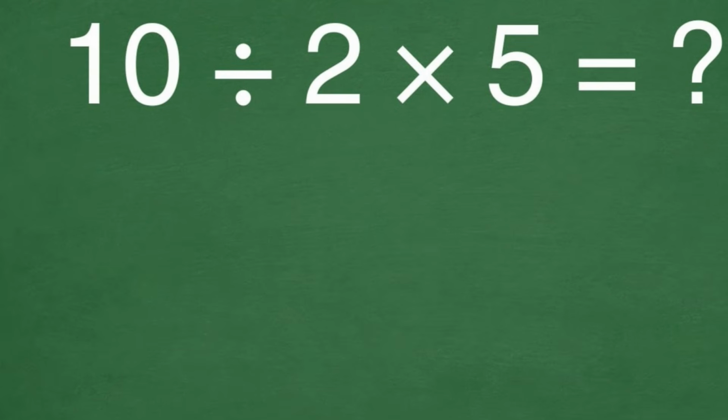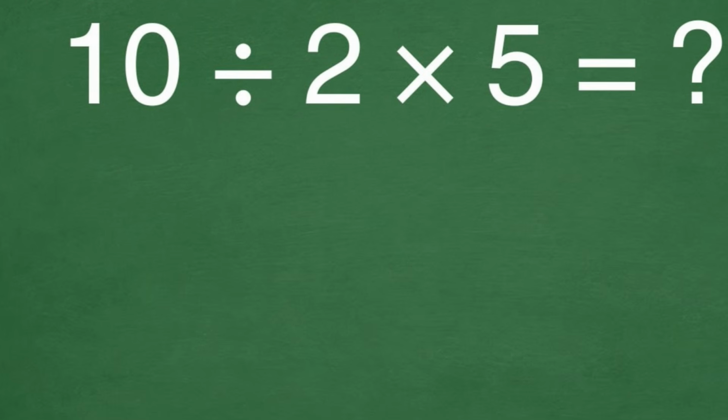Most people are going to get this wrong, not because they don't understand math, but because they don't understand one simple mathematical rule, and it's costing them on a simple equation like this one. Stick around, because once you see this rule, you'll never miss this type of question again. So it says 10 divided by 2 times 5.